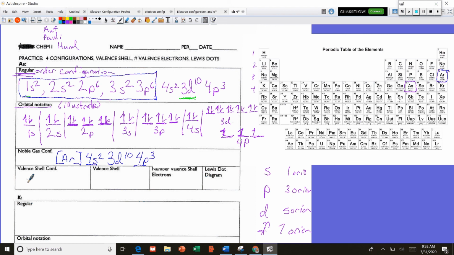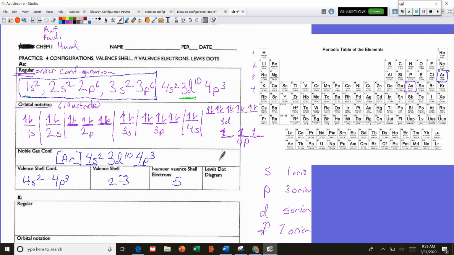Valence shell will always just be the s and p of the outermost shell. So that is 4s2, 4p3. For the valence shell, we have 2 plus 3 electrons, and that gives us 5 electrons in the valence shell.